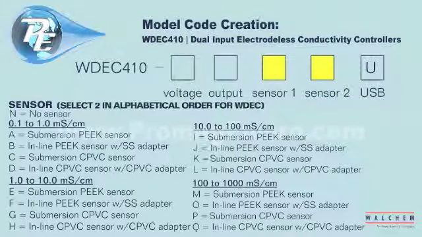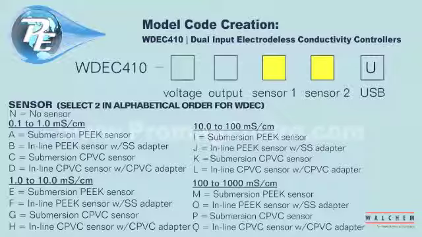The next selection is sensor. The letter N represents no sensor. You must select two sensors in alphabetical order for the WDEC. The letters A to D represent the range of 0.1 to 1 millisiemens per centimeter.